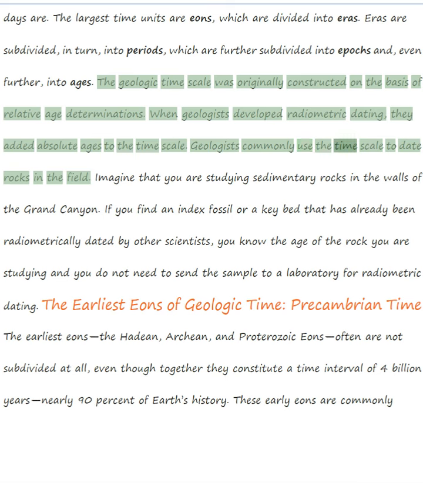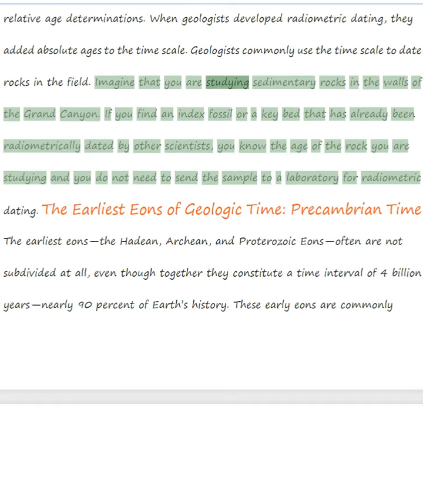Geologists commonly use the time scale to date rocks in the field. Imagine that you are studying sedimentary rocks in the walls of the Grand Canyon. If you find an index fossil or a key bed that has already been radiometrically dated by other scientists, you know the age of the rock you are studying and you do not need to send the sample to a laboratory for radiometric dating.